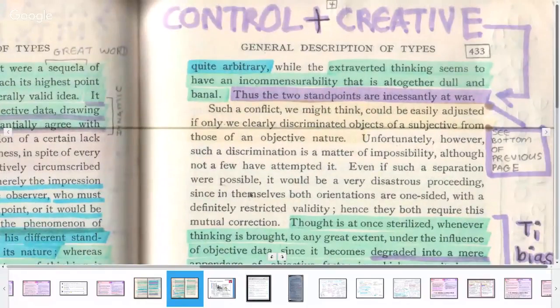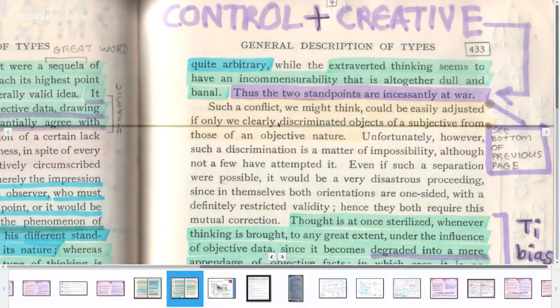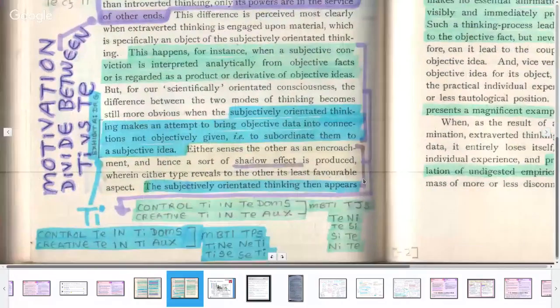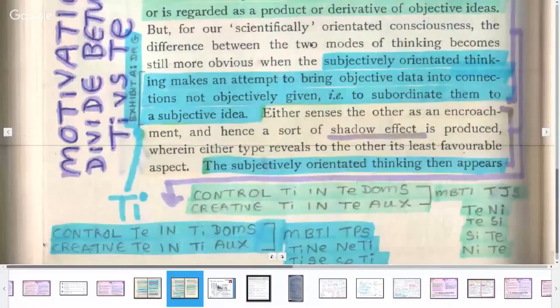So, extroverted thinking seems to have... Right, I mean, look at that, INTP. He thinks that TE is dull and banal. But here we go, the shadow effect. Right, this is pretty much it. So this is like the control function. Either senses the other as an encroachment, and hence a sort of shadow effect is produced, wherein either type reveals to the other its least favorable aspect.